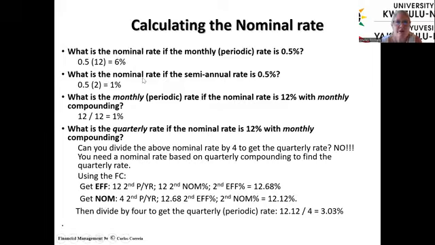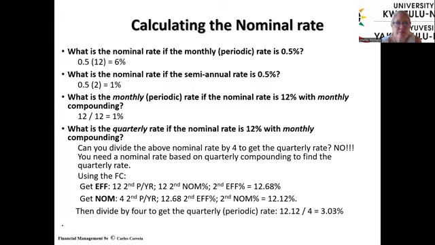What is the nominal rate if the semi-annual rate is 0.5%? So here we've got a semi-annual rate of 0.5. It's twice a year. So you'd multiply that by 2 to get the nominal rate for the year. What is the monthly rate, which is your periodic rate here, if the nominal rate is 12% with monthly compounding? That's pretty easy. You just divide your 12 by 12, and the monthly rate is 1%.